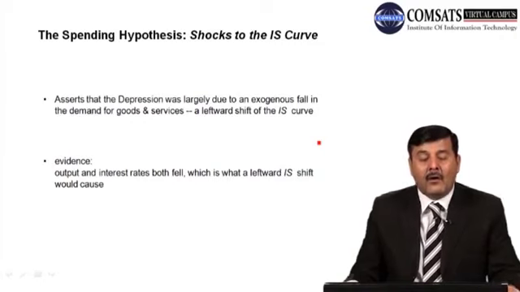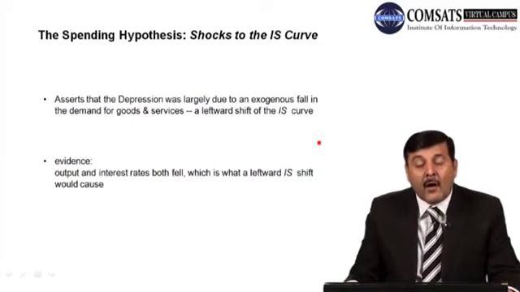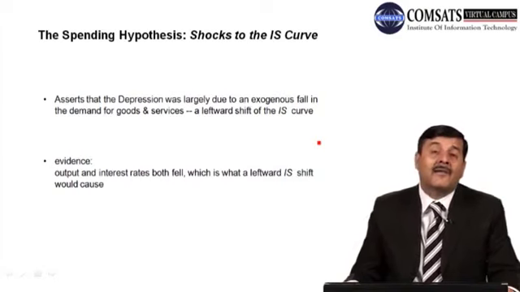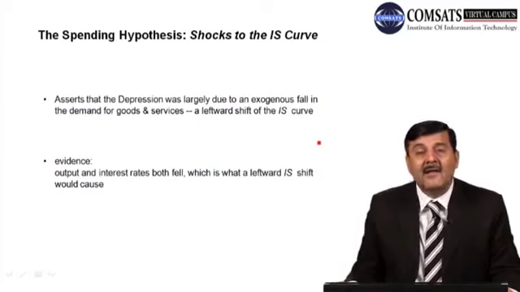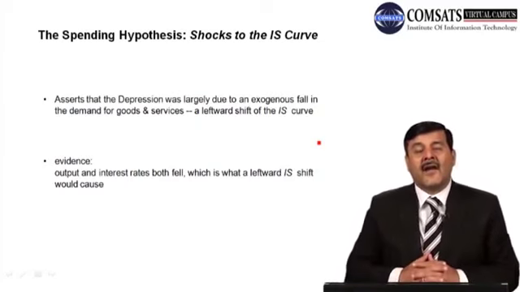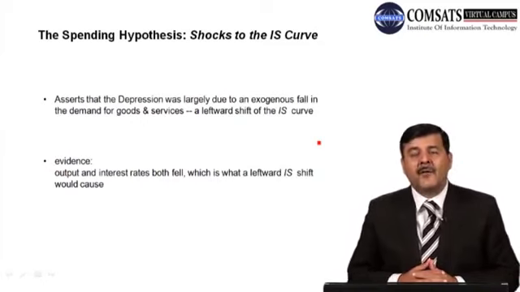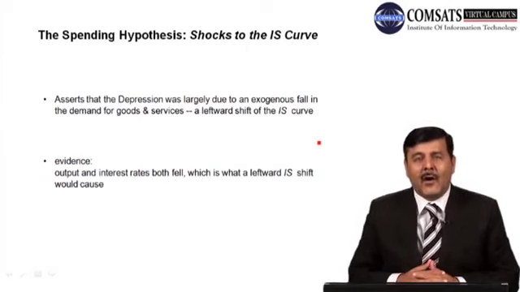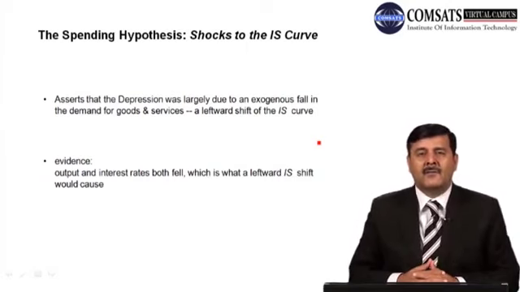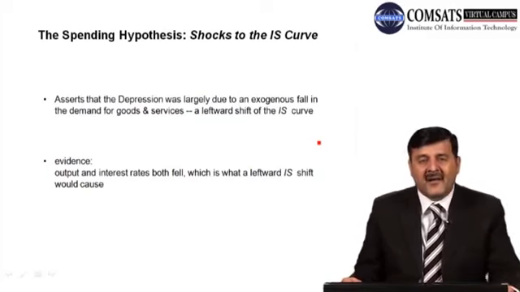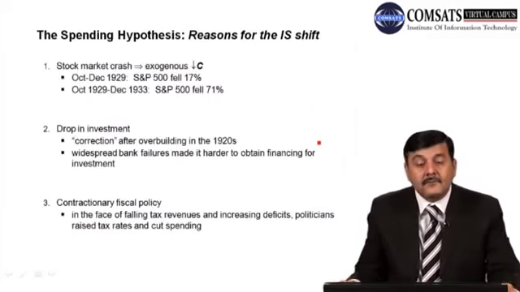Now what was the evidence? Output and interest rate both fell, which is what a leftward IS curve shift would cause, right? So one of the reasons for the Great Depression in 1929 was a huge, excessive fall in the demand for goods and services. When this excessive fall happened, the demand for goods and services decreased to a great extent, so the IS curve shifted downward, and interest rate and income decreased.